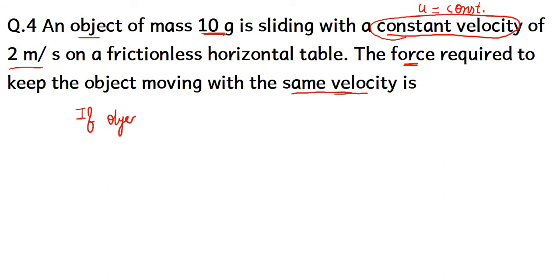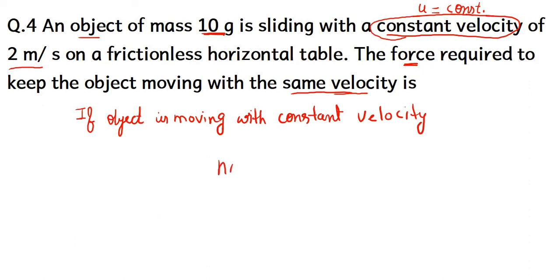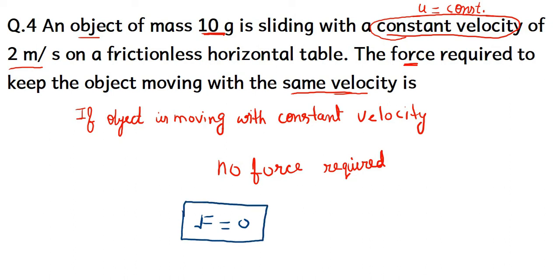Okay. Here what we should recall, the underlined, encircled word that I have mentioned. If an object is moving with the constant velocity, that means no force is required. You know first law of motion? First law of motion says if an object is at rest or it is moving with the constant velocity, no force required. That means F is equals to 0.